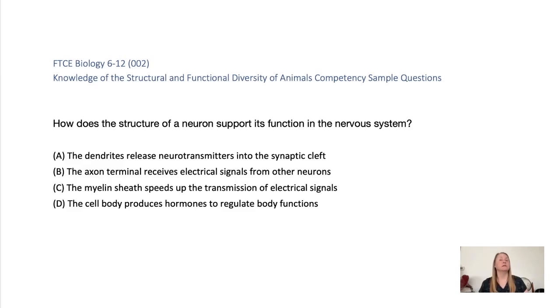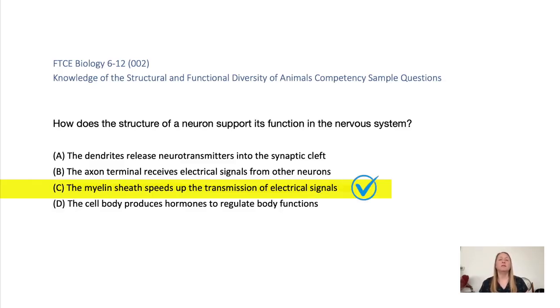Let's look at eliminating some of the wrong answers. A. Dendrites receive signals. They don't release neurotransmitters. B. The axon terminal sends, not receives, electrical signals. D. The cell body doesn't produce hormones. That's the endocrine system's job. The correct answer is C.